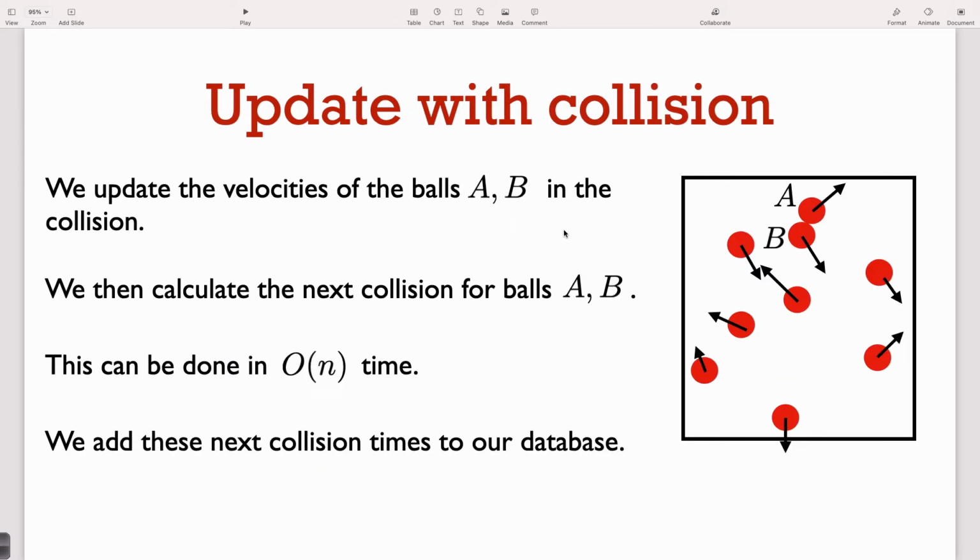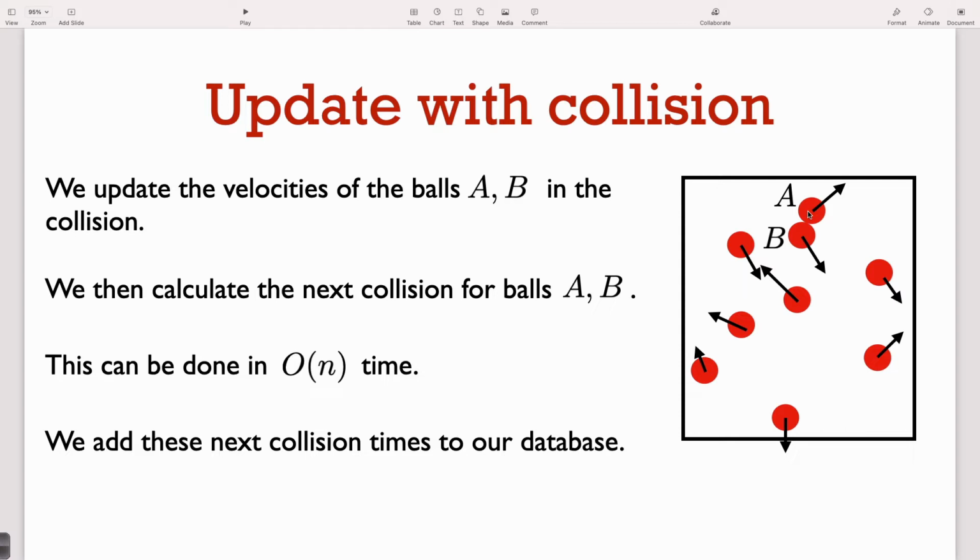So let's say here that the earliest collision is between these two balls A and B, okay? Now that means that the velocities of the balls A and B are going to change because of this collision. Okay, let's take ball A, for example. So we update its velocity as a result of the collision. And then for every other ball, we compute the next time that A will collide with that ball, assuming that no velocities change. Okay, and we also do this with the walls as well. And then we add all these times to our database.